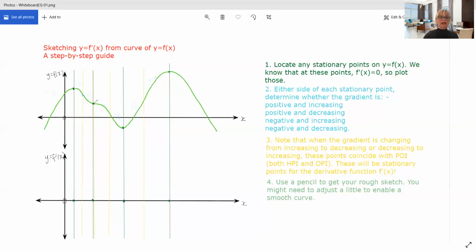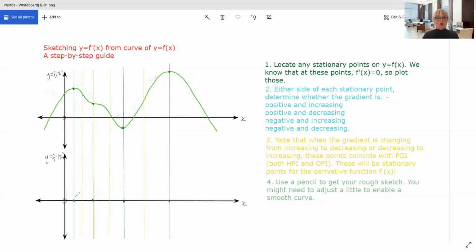which we can locate quite readily, any local maximum or minimum, any horizontal point of inflection, and any points of inflection. Of course, this one counts as both a stationary point and a point of inflection. Any points of inflection are also going to be important points for when we're trying to get this shape correct here.